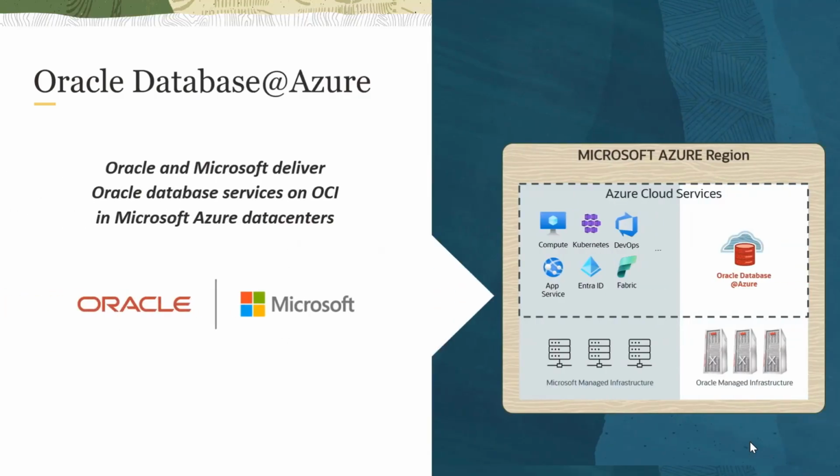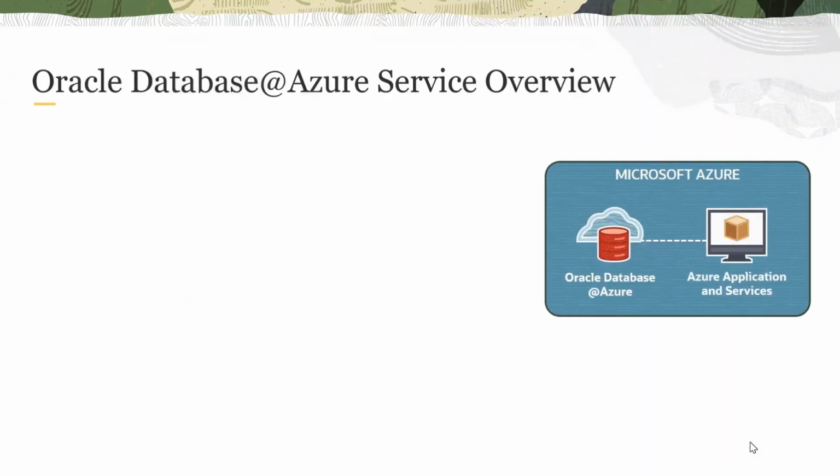Oracle Database at Azure. This is an Oracle Cloud Database service that runs right inside the Microsoft Azure data center. It provides customers simple and secure access to Oracle Cloud Database services within their chosen Azure deployment region without getting into the complexity of managing networking between the cloud vendors. It was made generally available in 2023. Let's get some more overview on this service.